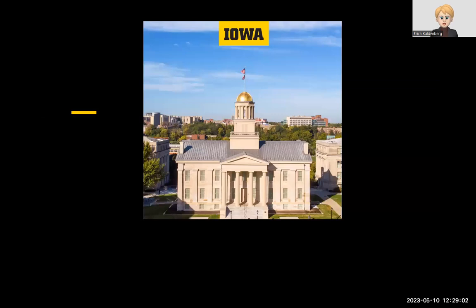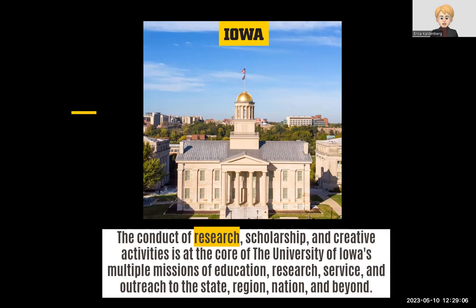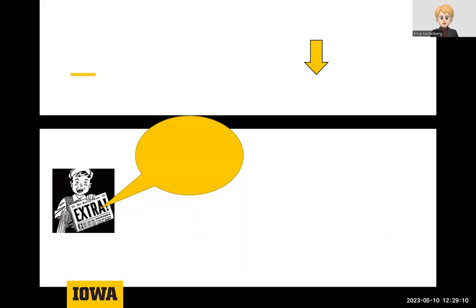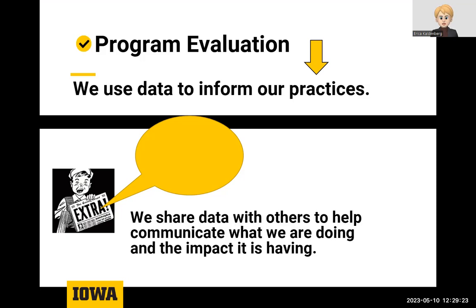And so in order for us to conduct research, we need to make sure that we have your permission. So we use data to make our UI Reach program better. But also we want to tell other people about what we're doing. And again, when we do that, it is called research.